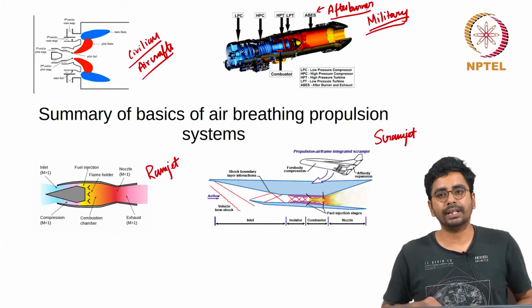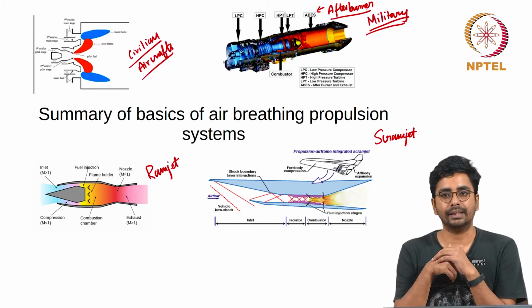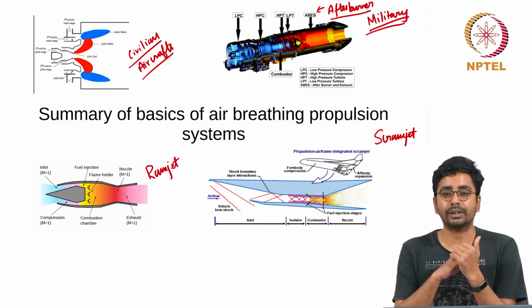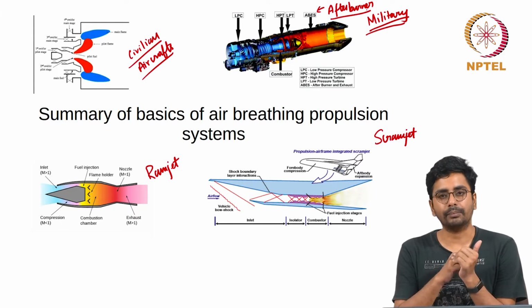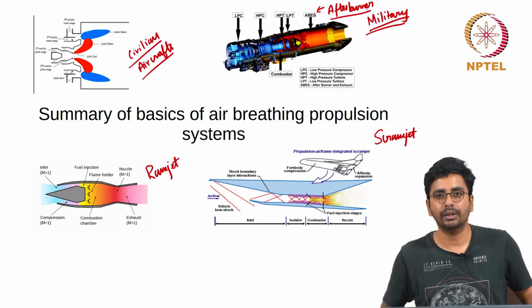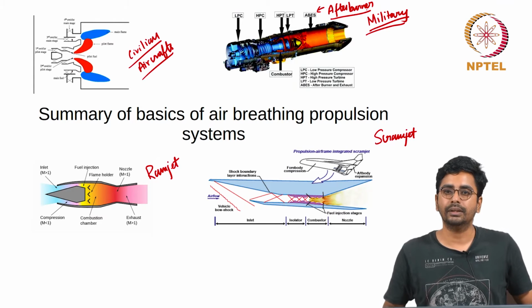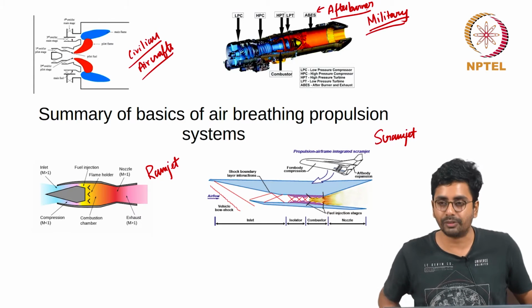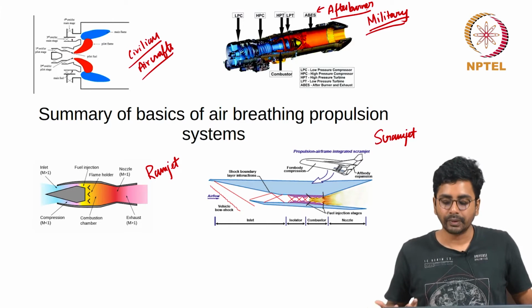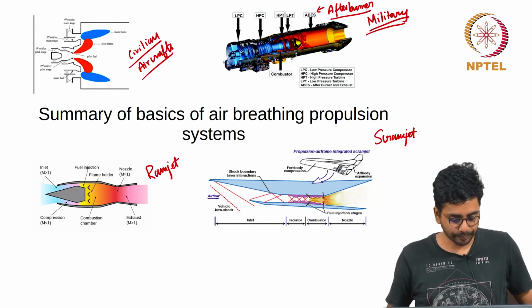The advantage of an air breathing propulsion system as compared to a rocket propulsion system is that the oxidizer, which is the air, need not be carried along, and therefore the specific impulse of these systems is much higher, an order of magnitude higher than rocket propulsion systems. Of course, with the downside that they cannot operate in outer space, but as long as you are within the atmosphere where air is available, these systems can be used.